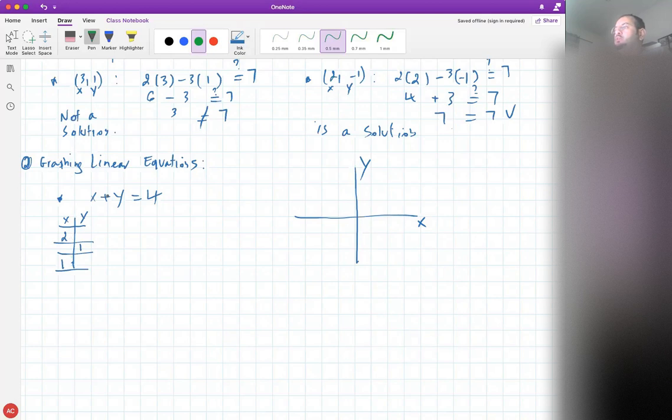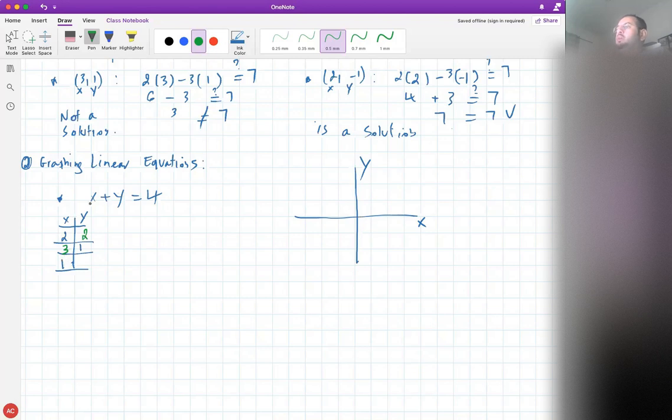If x is 2, what should the y be? To get 4? 2. Should be 2. That's right. Oh, sorry. What if the y now, the y is 1, what should the x be? Or this to be 3? 3, yeah. Should be 3. That's right. Because if you add them, x plus y is 4.